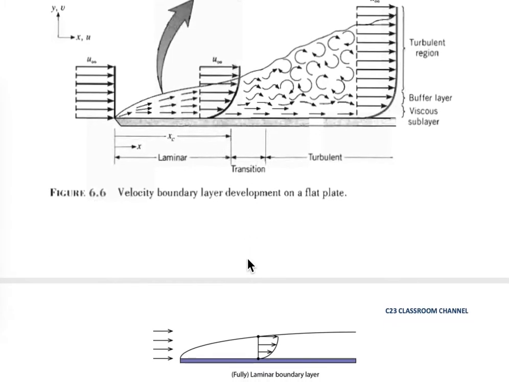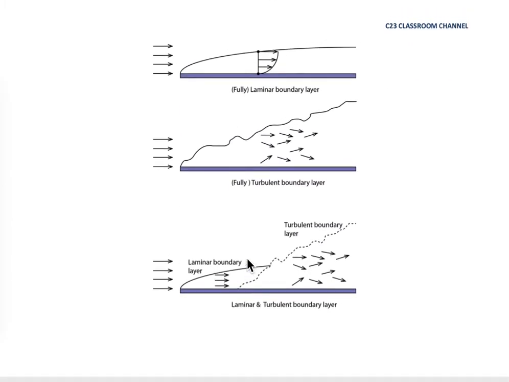So for this syllabus, we have three conditions. One is laminar boundary layer, which means it is fully laminar boundary layer. That means if we have a plate here, all the boundary layers here are in laminar flow. And then now we discuss turbulent boundary layers. Please bear in mind that we assume that all boundary layers here are in turbulent flow, so it is fully turbulent boundary layers as shown here.